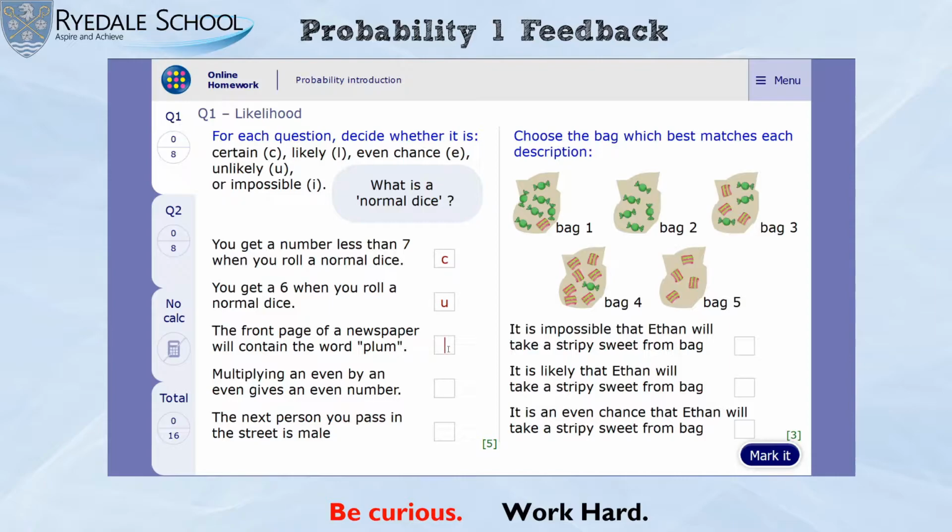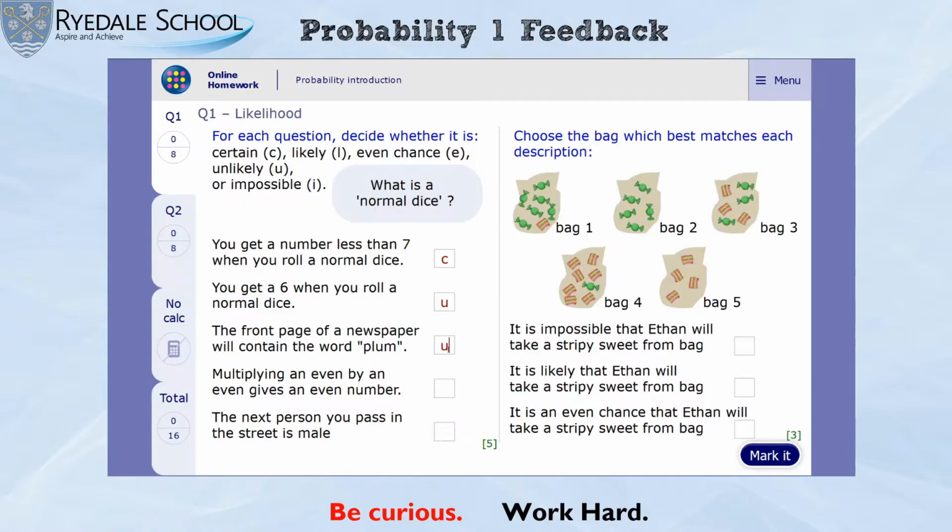The front page of a newspaper will contain the word plum. Well, this all depends perhaps on the story in your newspaper. I'm not going to say it's impossible, because it could happen. But I've not seen many stories about plums recently, so I'm going to go with the option unlikely.